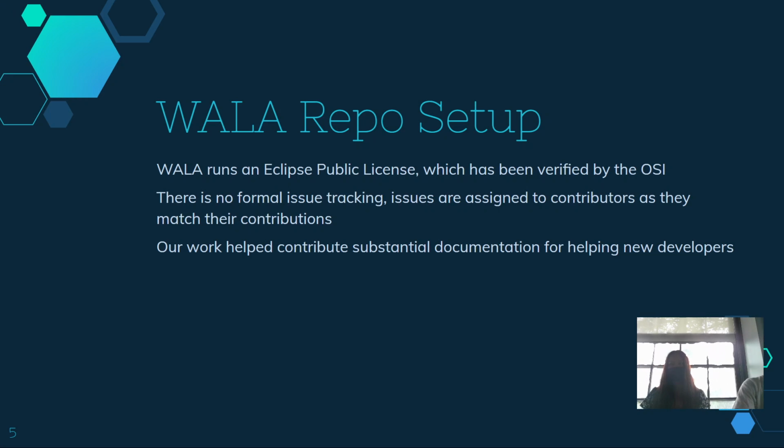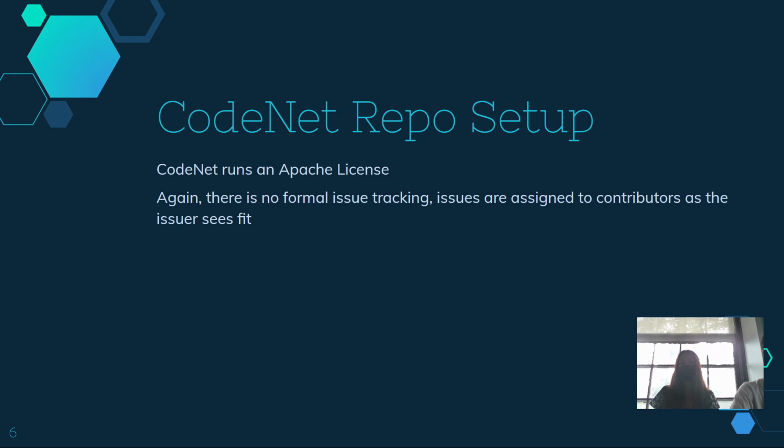So just some background on the Walla repo. Walla runs on an Eclipse public license, which has been verified by the OSI. At the current time, there's no formal issue tracking. Issues are assigned to contributors. That led to our work, which was basically contributing substantial documentation for helping out new developers. As for the CodeNet repo setup, CodeNet instead runs the Apache license. Similar to Walla, there is no formal issue tracking, and issues are instead assigned to contributors as the issuer sees fit.